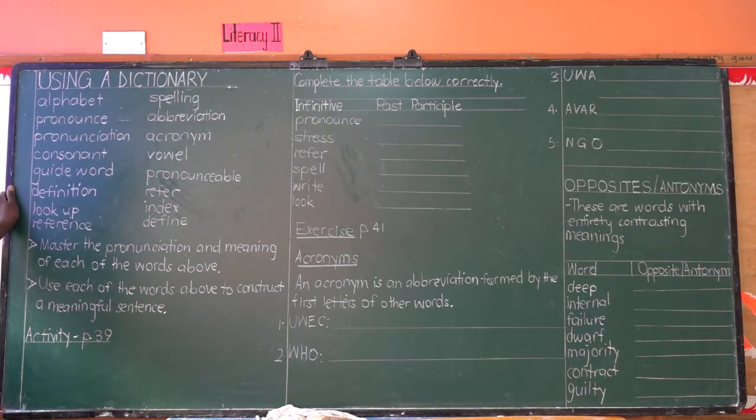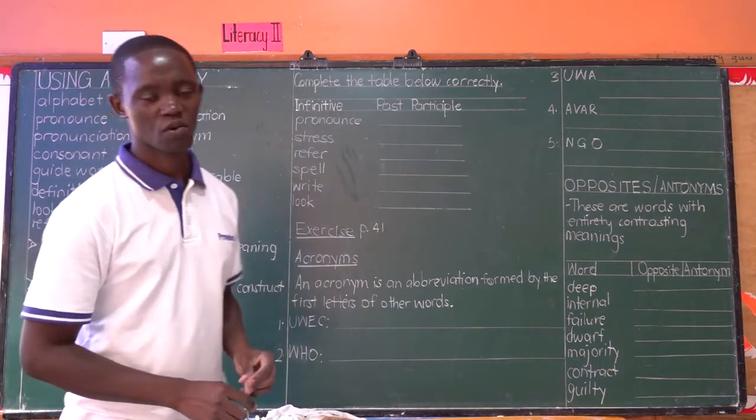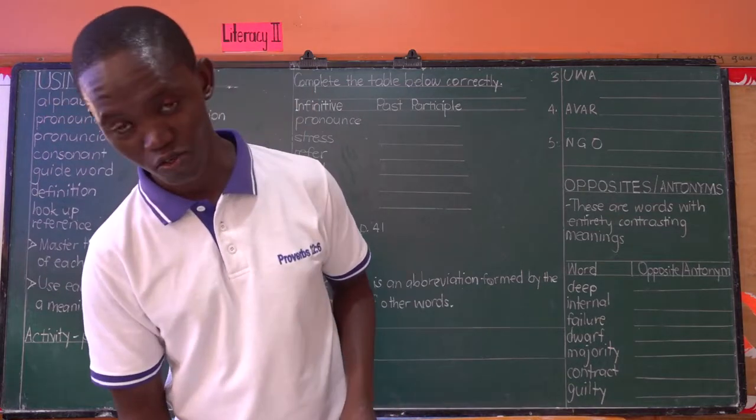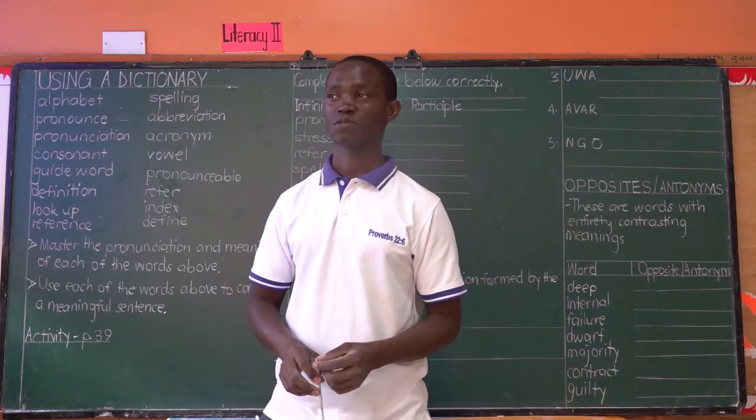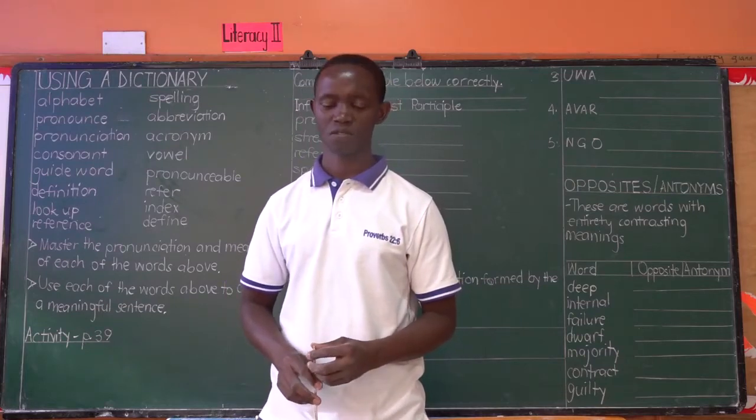This topic is a different one from the one we were discussing last time. Last time we were talking about hotels. Today we are here to have a lesson about using a dictionary. Using a dictionary is the last topic of term 3, P6.